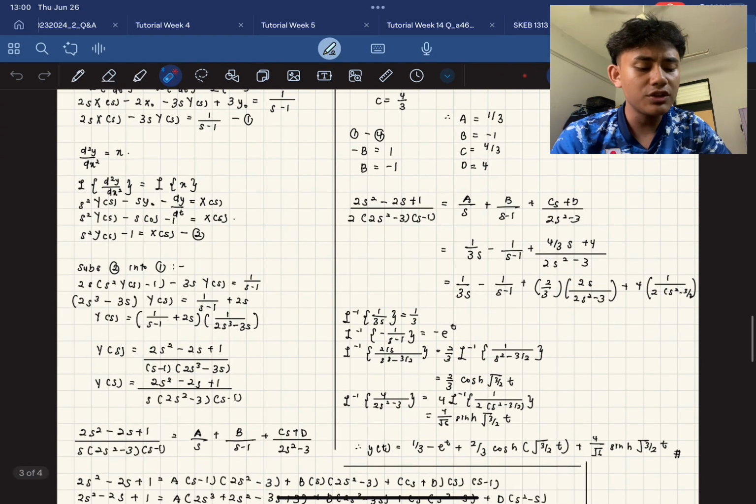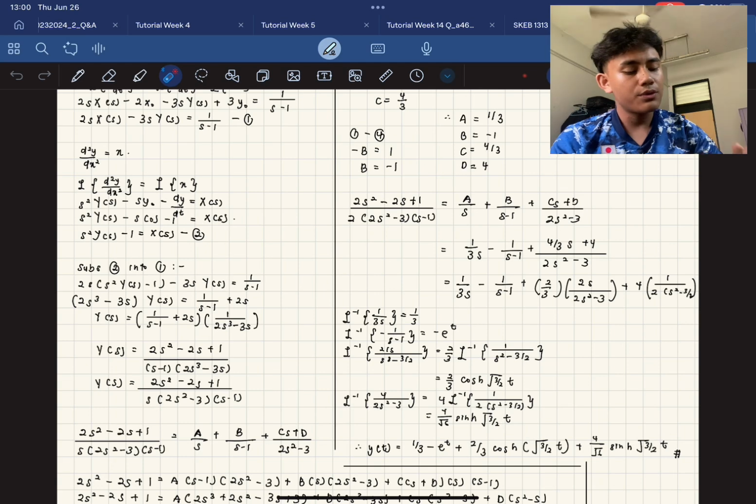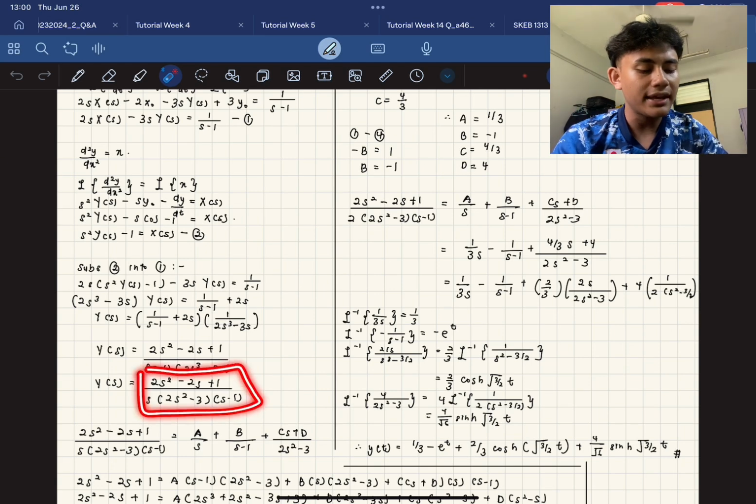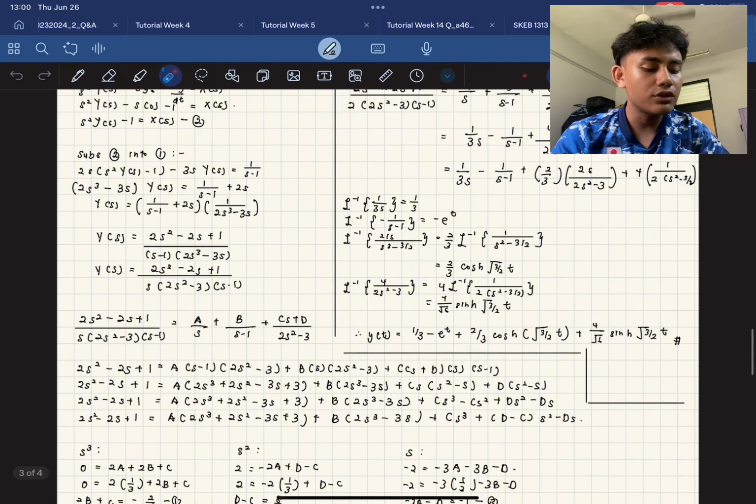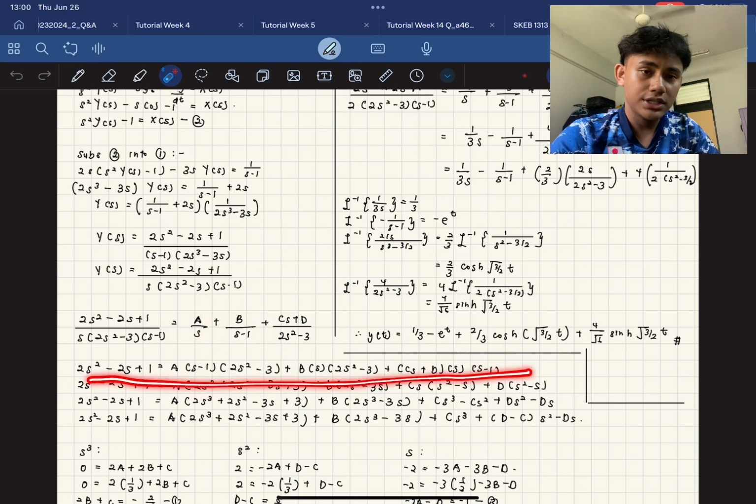So substitute the second equation that you have Laplaced just now into the first equation that you just Laplaced. So you will get this equation, you make y the subject, and then you will get this equation. In this equation, you have to use the partial fraction to get the values of A, B, C, and D. So how to get the values of A, B, C, D? As usual, you have to cross multiply the denominator, and then you will get this equation.